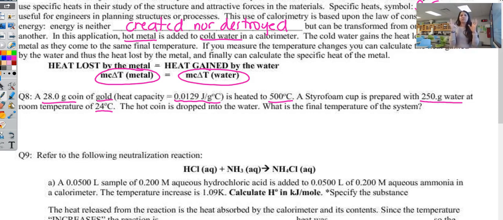Don't want to touch it. It's really hot, all right? We have the styrofoam cup, and we've got 250 grams, about 250 milliliters, of water, right? And it's at room temperature, 24 degrees Celsius. You're going to drop the hot gold into the water. Well, when you drop the hot gold into the water, what's going to happen? The water's temperature is obviously going to go up. But here's kind of the crazy thing: it's not going to go up as much as you think it would. It is going to come to equilibrium. Both of them are going to reach the same temperature, okay?